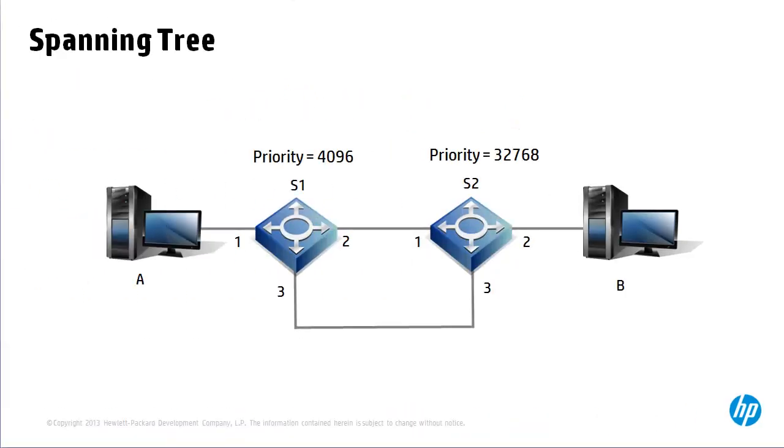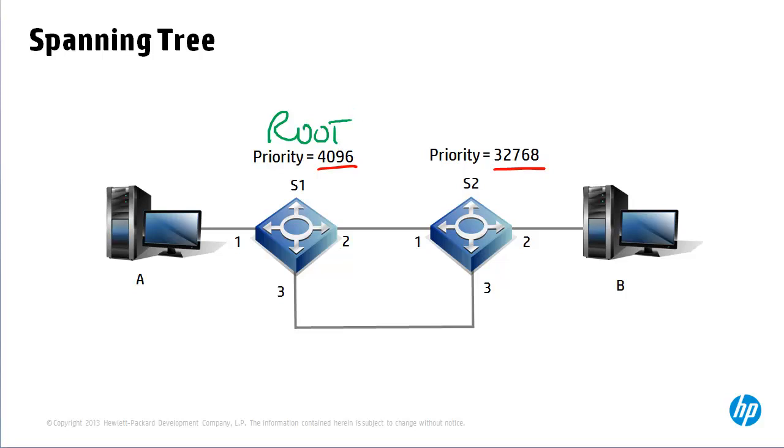So the first decision is to determine who the root switch or root bridge is. In this topology, the priority of this switch has been lowered to 4096. Switch 2 is using the default priority of 32768. So in this topology, switch 1 will become the root switch because it has the lowest priority.